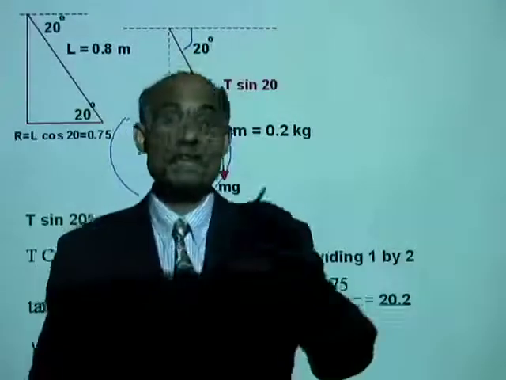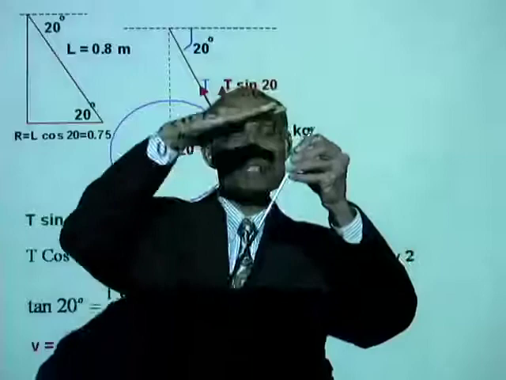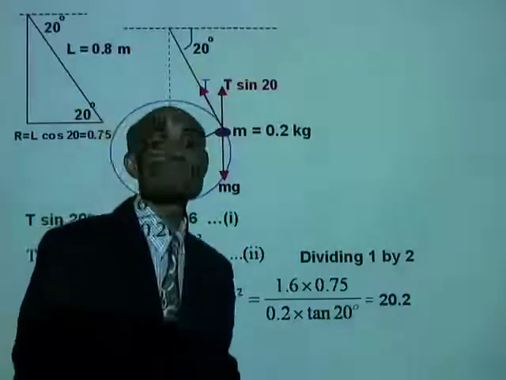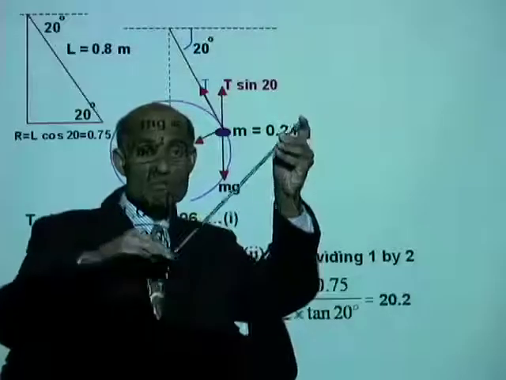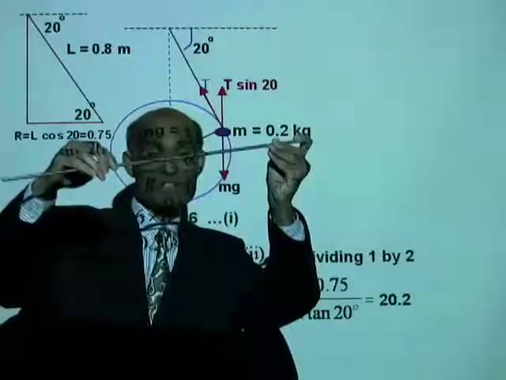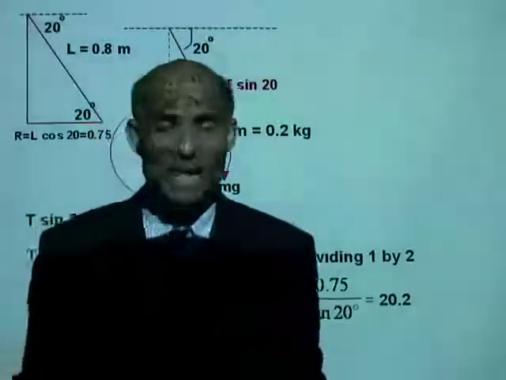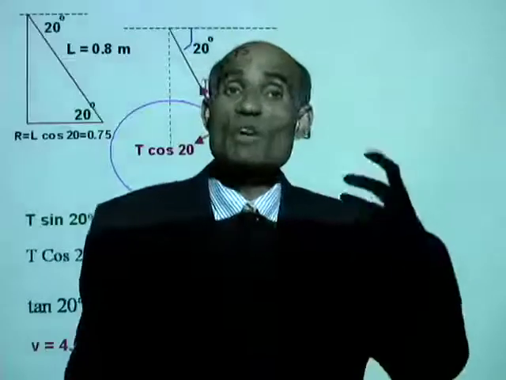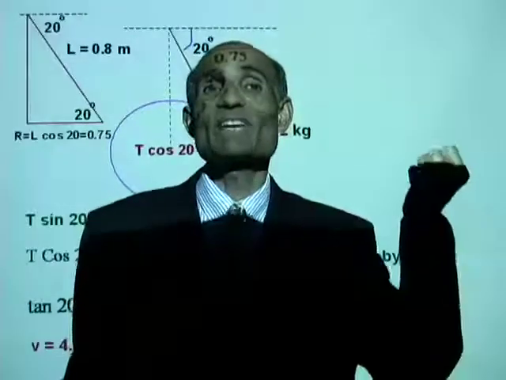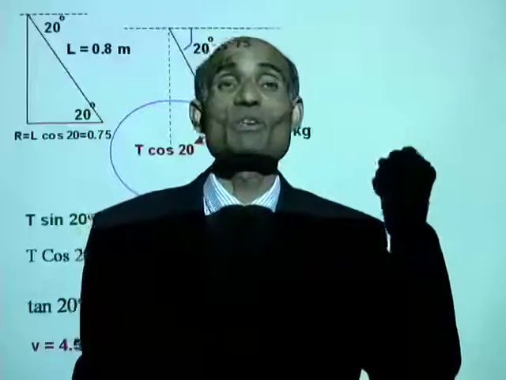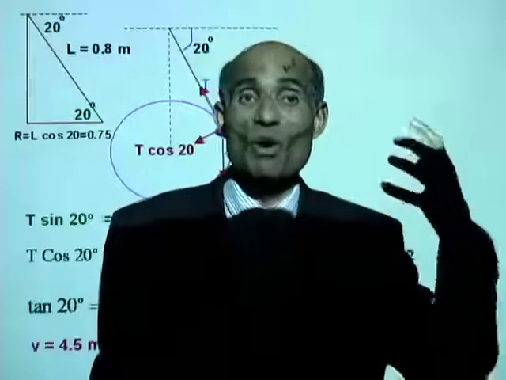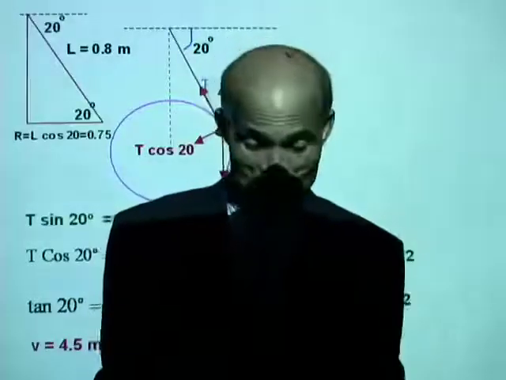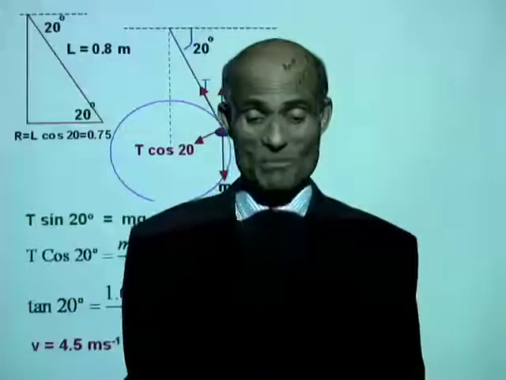So when the string makes an angle of 20 degrees with the horizontal, the speed of the stone is 4.5 meters per second. If you increase the speed, the angle will decrease. Okay, I think we have done enough problems in circular motion. We will revisit this in Unit 4 when we discuss rotational motion. All the terms we discussed here will be used in that section on rotational motion.